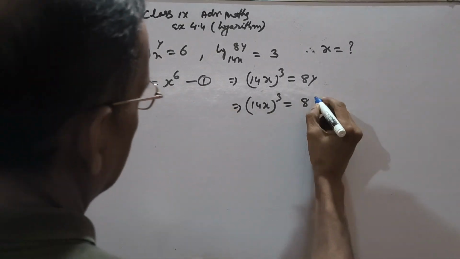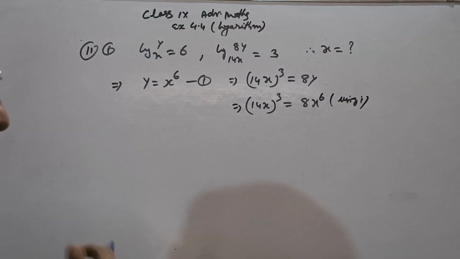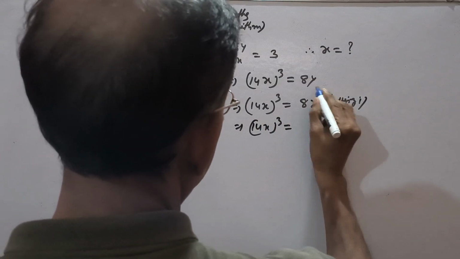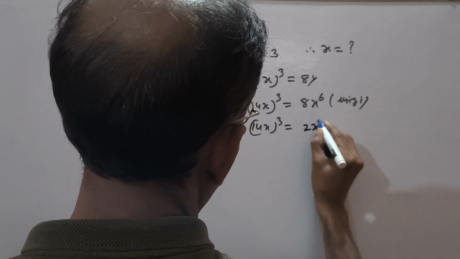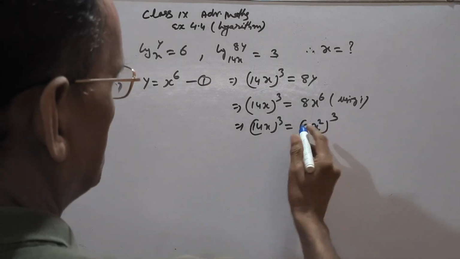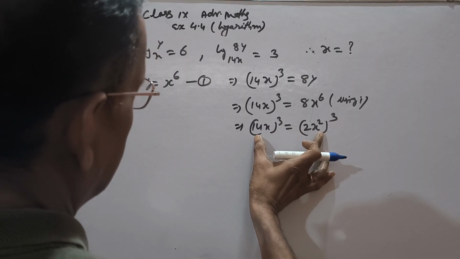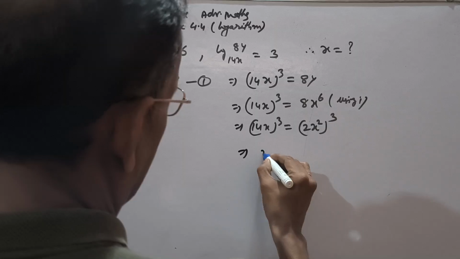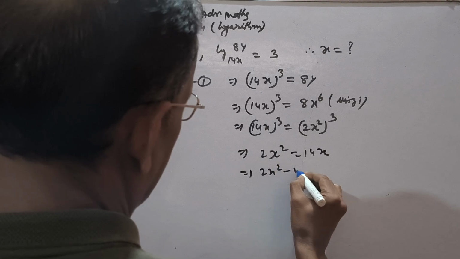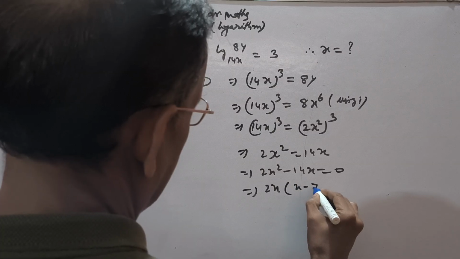See from 1, x to the power 6. You can write here using 1. So this is 14x whole to the power 3 equal to, this can be written as 2x square whole to the power 3. Now see, the indices: if the exponent is the same, then under certain conditions the base will be the same. So what will we get? 2x square equal to 14x. So 2x square minus 14x equal to 0. Then 2x is common, so we will get x minus 7 equal to 0.